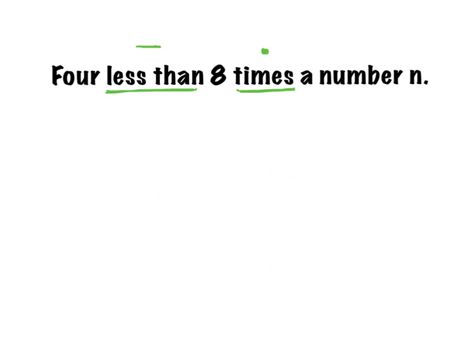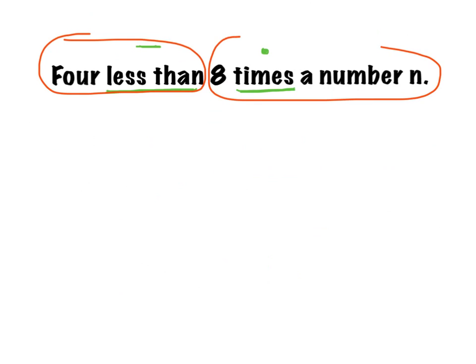Okay, my next step is I'm going to come through and now circle the things that go with what I just underlined. So it says 4 less than, so that goes together. 4 less than 8 times the number n. Now you have to follow the order of operations. So think, would you subtract first or would you multiply first? Well, you know you multiply first, so I'm going to start with this.